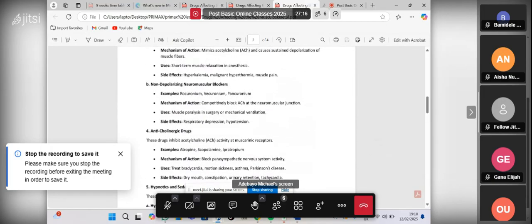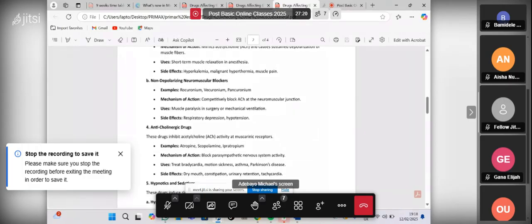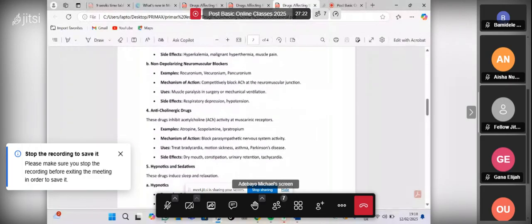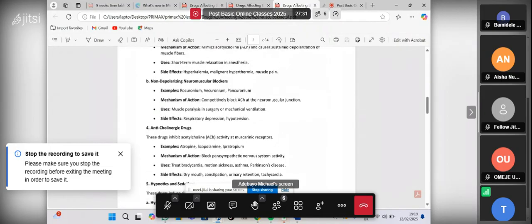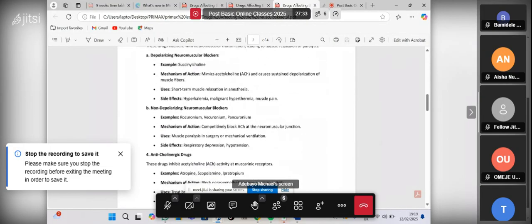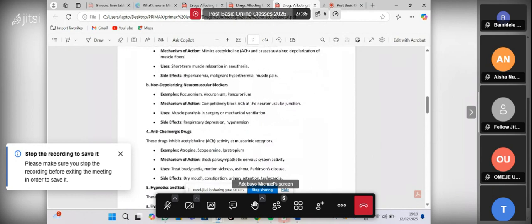So we've talked about anticholinergics. Atropine was one of the most common examples that we talked about there. Scopolamine and ipratropium were also examples that we talked about. We have just talked about drugs used in migraine, of which sumatriptan is a very good example.